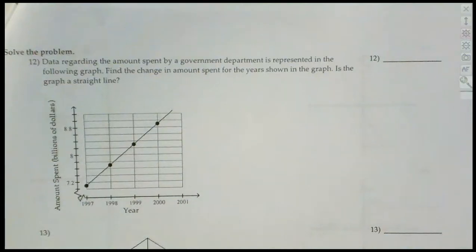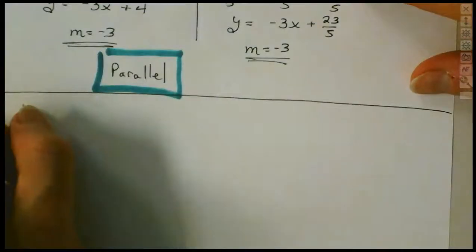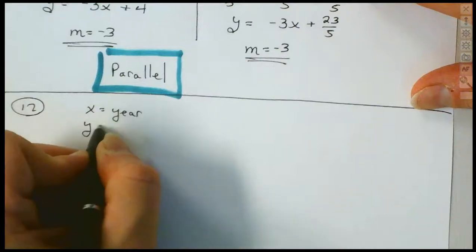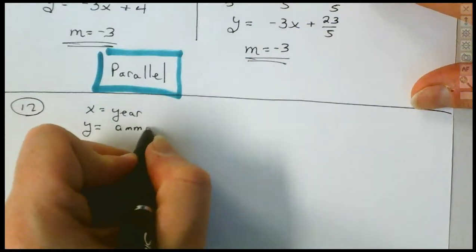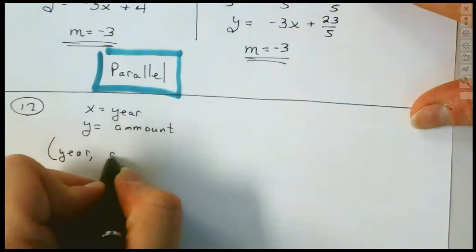So we're going to try to come up with the 2 easiest points to look at here and to work with. We've got 4 of them listed. It does not matter which 2 we pick. We just need to find an easy one. When I work this one out, I'm going to let X equal the year. Y is going to be the amount spent. So X is going to be the year. Y is the amount spent. So our ordered pairs are going to be year, comma, amount.